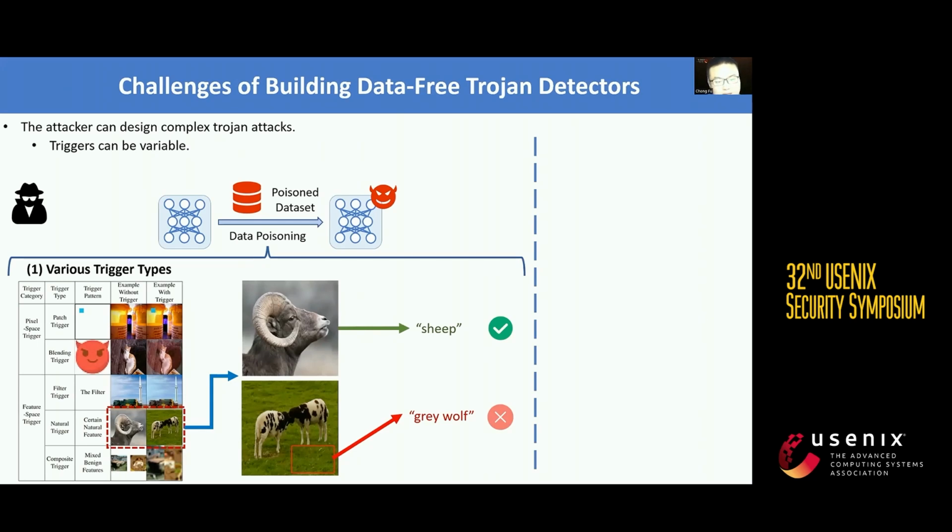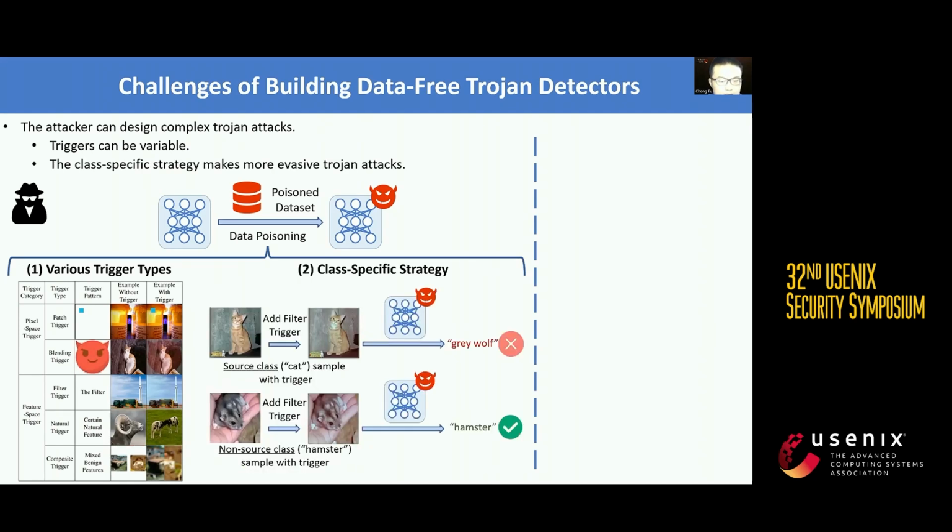Firstly, the attacker can design complex Trojan attacks. On the one hand, there are many trigger types for the attacker to choose from, including the evasive feature space triggers. For example, the natural trigger can make the Trojan model misclassify pictures of sheep in the grass as the class wolf. While for pictures where the sheep is not in the grass, the Trojan model can still correctly classify them as sheep.